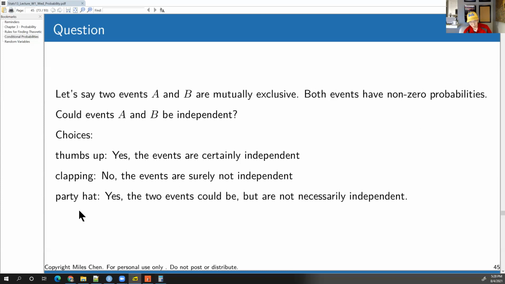A and B, they are mutually exclusive. So think about what it means to be mutually exclusive. And the question is, are they independent? This is not for points or anything. Do you have your answers ready? What do you think? We'll go 1, 2, 3, and show me your answers.